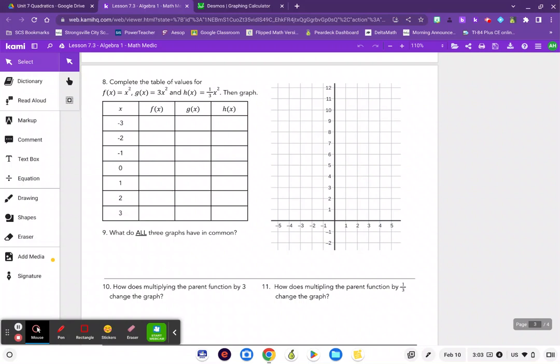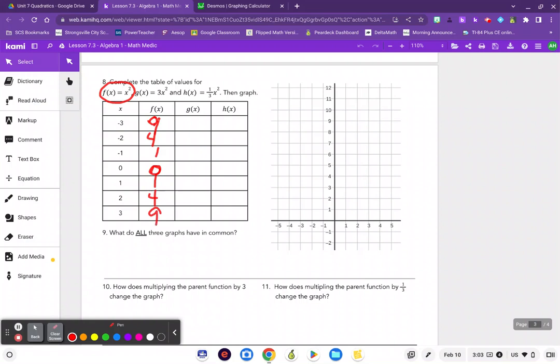Problem 8 says complete the table of values for f of x equals x squared, g of x equals 3x squared, and h of x equals 1/3 x squared, and then graph. If you recall, f of x equals x squared is just that parent function, right? So I'm going to do negative 3 squared, that's 9, and negative 2 squared, that's 4, and negative 1 squared is 1, 0, 1, 4, 9. Okay.